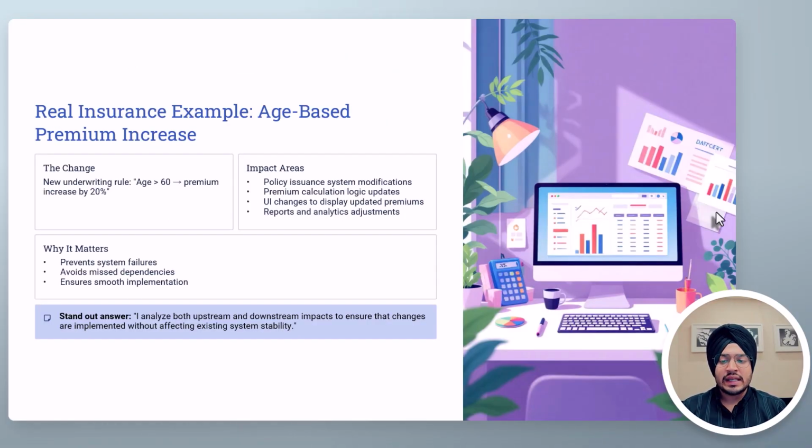Let's suppose the change is that if the age is greater than 60, then the premium would be increased by 20%. So the areas or processes that would be impacted would be the policy issuance system, premium calculation logic, UI changes, and report and analytics adjustments. Why do we need to evaluate all these changes? Because it will prevent system failures, avoid missed dependencies, and ensure smooth implementation.